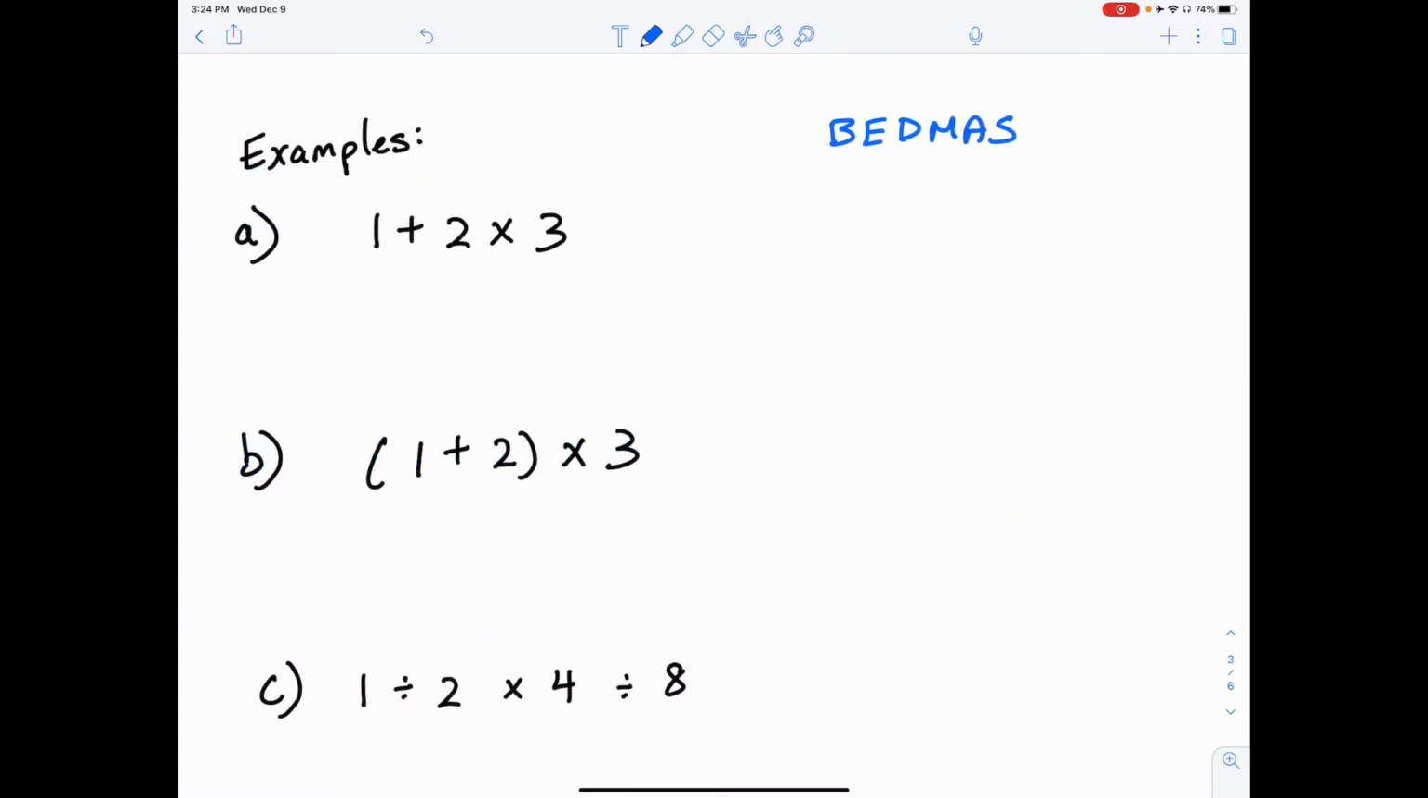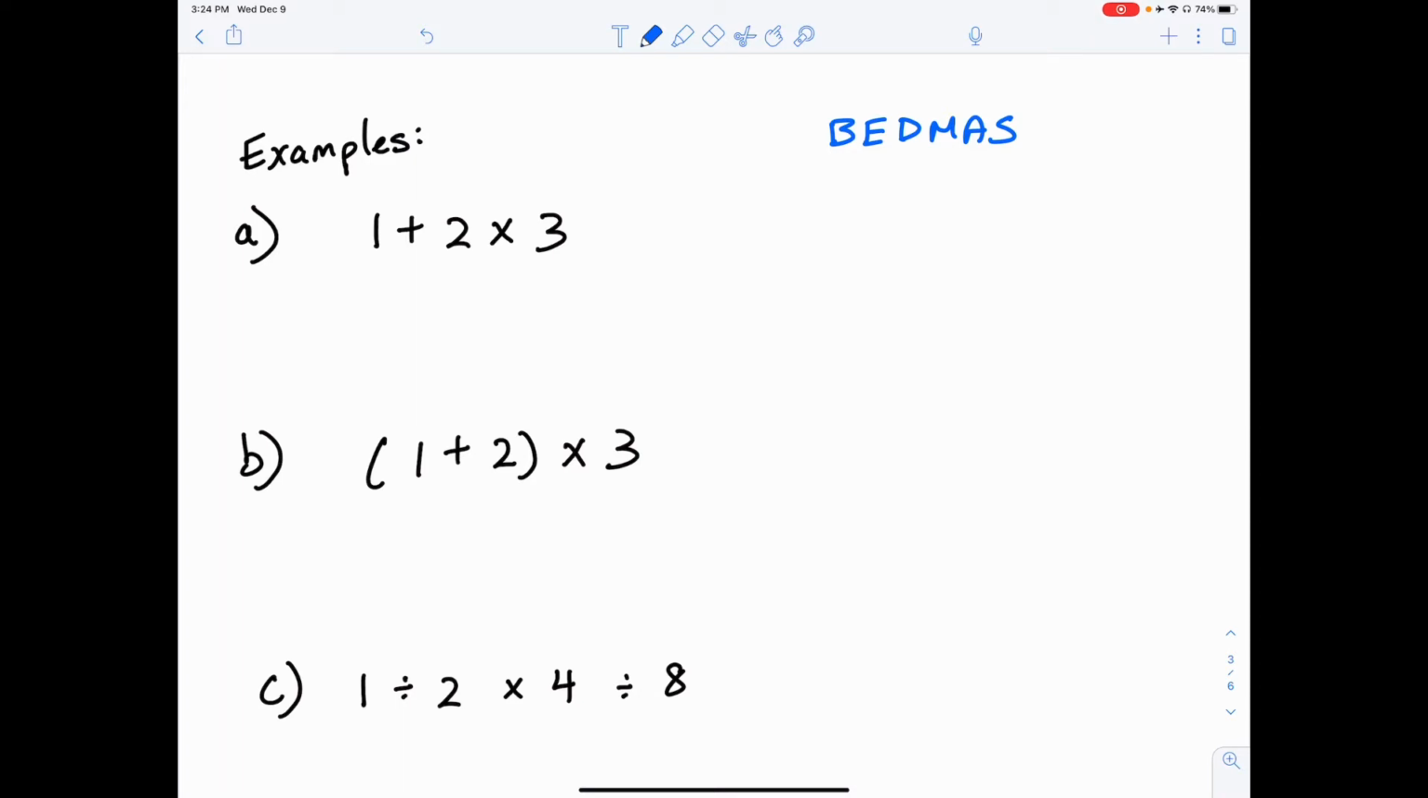Now, where I'm from, we use BEDMAS because that sounds more like a word, like the mass of a bed. B stands for brackets, E for exponents, D for division, M for multiplication, A for addition, S for subtraction. So this is normally the order that we look in, but again, multiplication and division, depending on which comes first, and addition and subtraction, depending on which comes first.